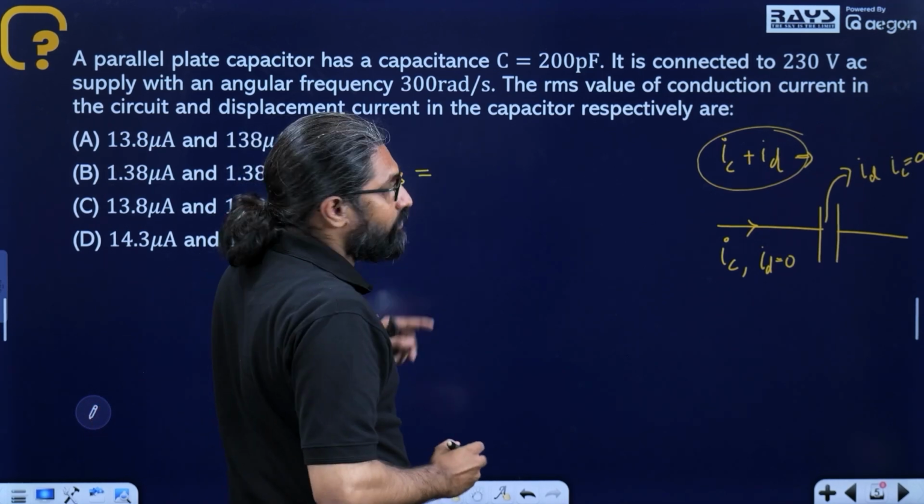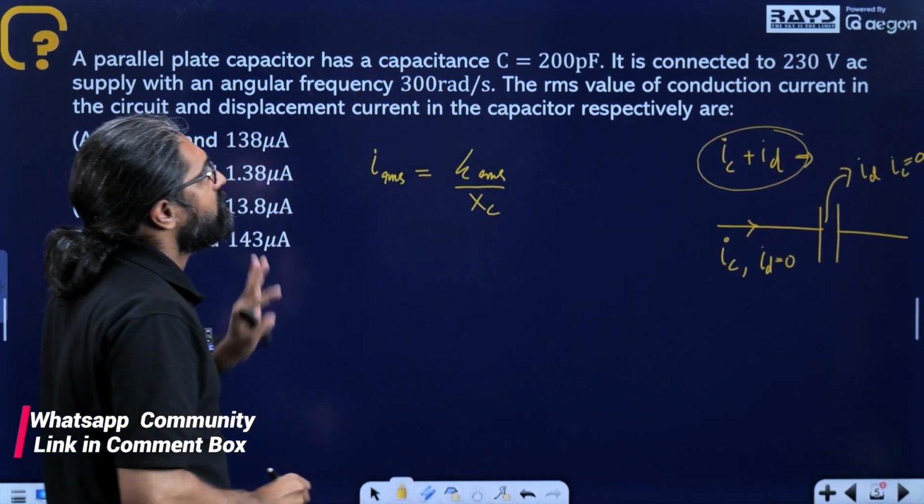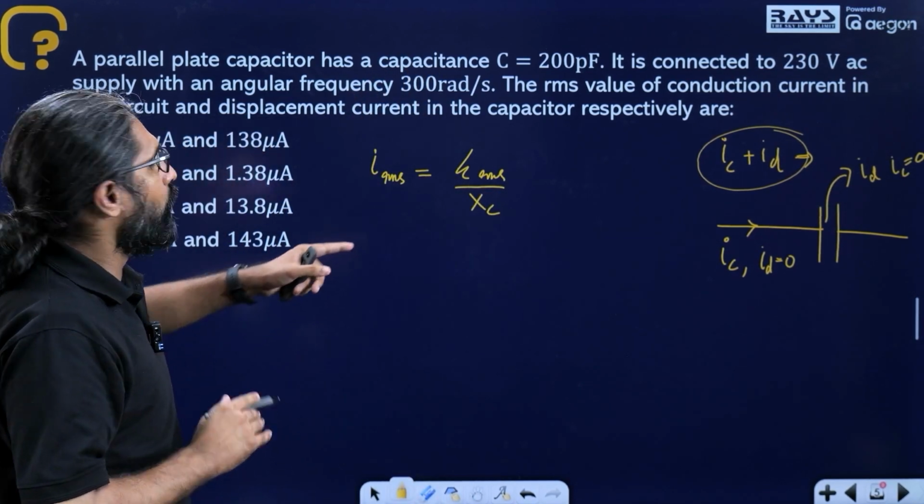IRMS is what is required. IRMS will be equal to ERMS divided by XC. This is a purely capacitive circuit. Now, do you know ERMS?